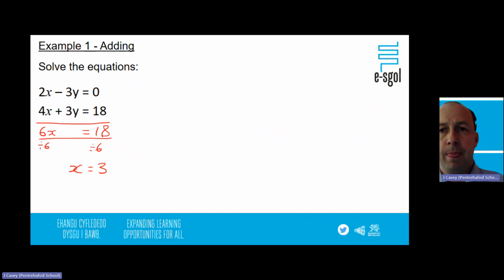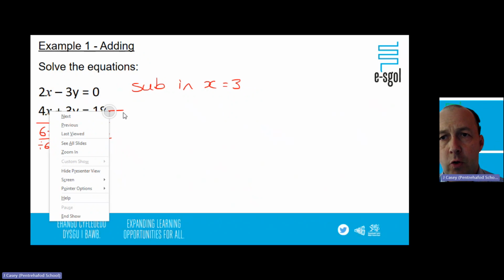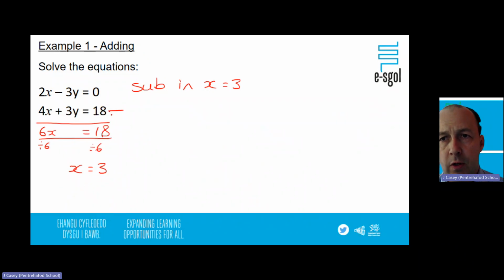Okay, so the next thing I need to do is substitute that back into the equation. Now I can choose whatever I want. So I think I'll always write sub in. So substitute in x = 3. And let's have a quick look. So I'm going to pick this one. Now I normally pick the equation that's got less negatives, and this has got no negatives. So I'm going to substitute that in. So I'm going to write it out: 4x + 3y = 18, and I'm going to swap this x for a 3. So instead of doing 4 times 3, I'm just going to write 12.